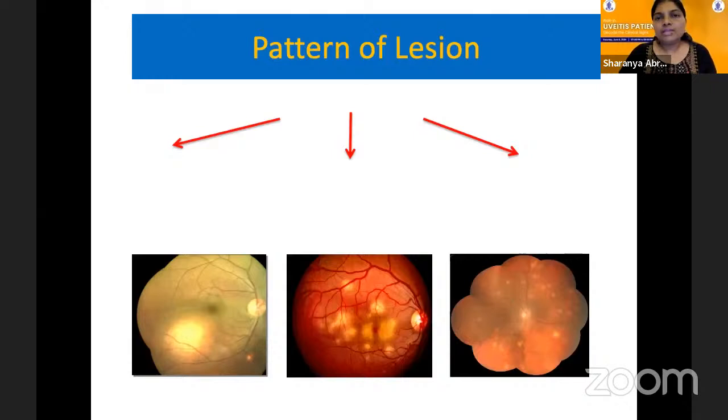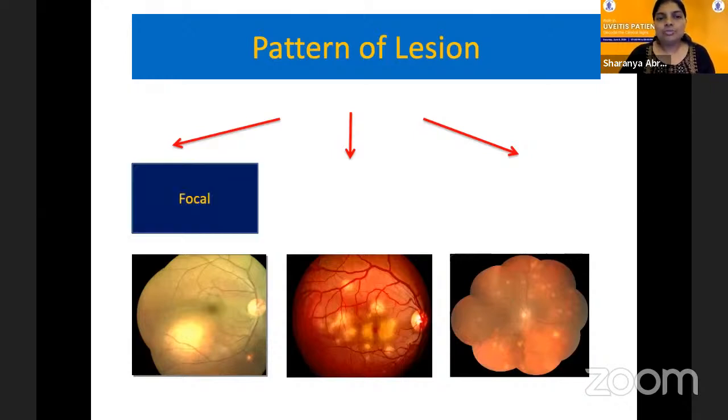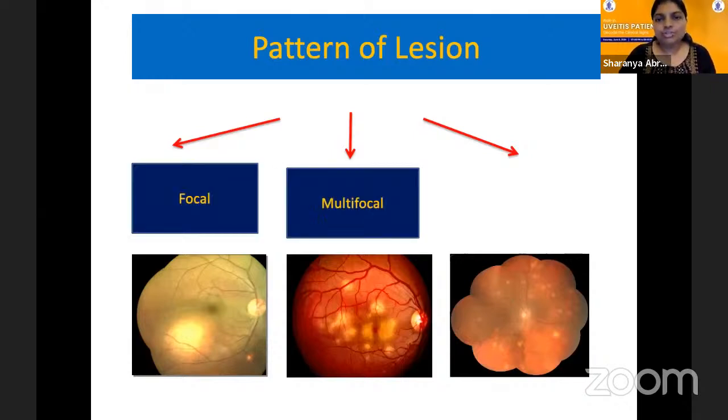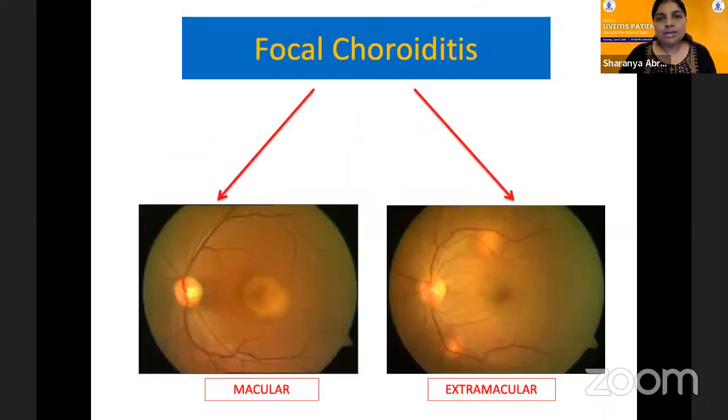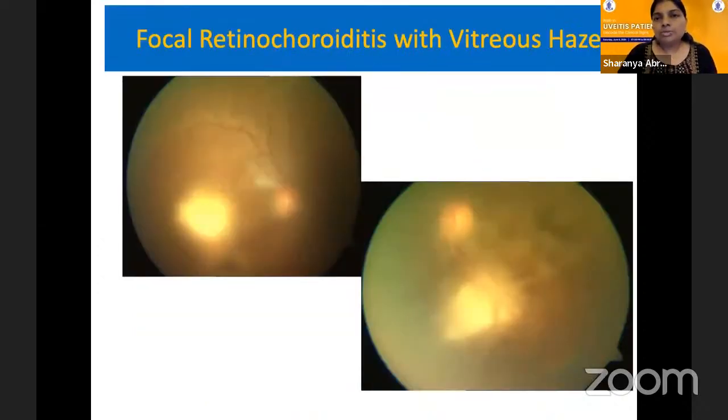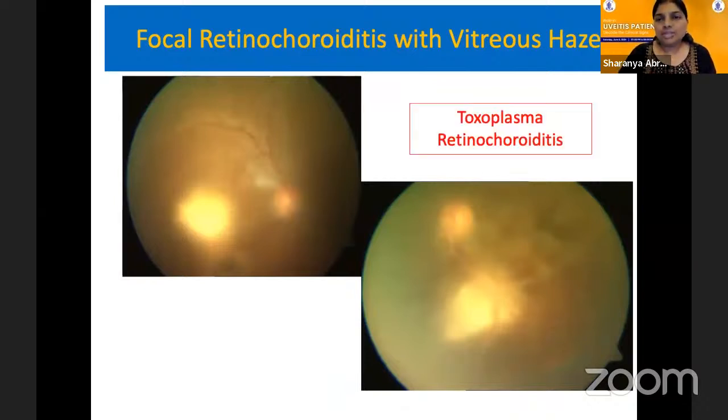The next thing we look at is the pattern of the lesion. It could be a focal or solitary lesion. It could be multifocal, or it could be disseminated, as in choroidal nodules seen typically in tuberculosis and sarcoidosis. Again, focal choroiditis is of two types: the macular and extramacular forms. A word about retinochoroiditis, especially if it is focal with an overlying vitreous haze, think toxoretinochoroiditis.